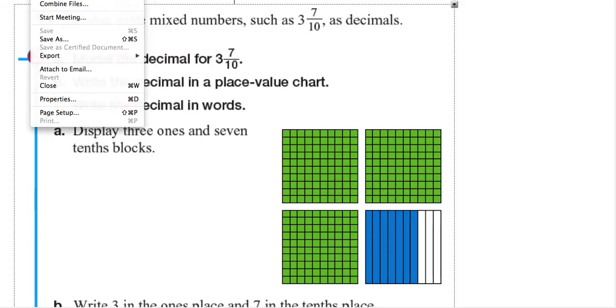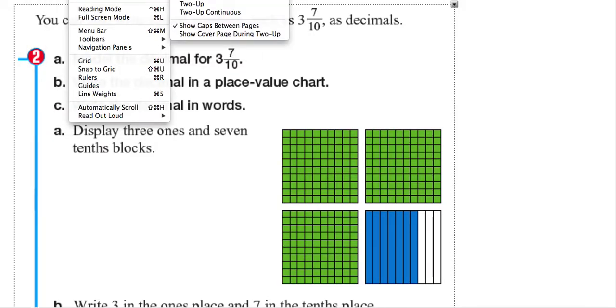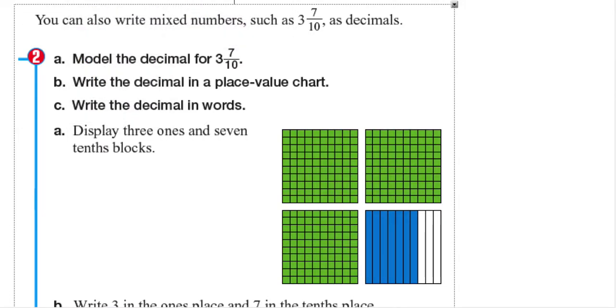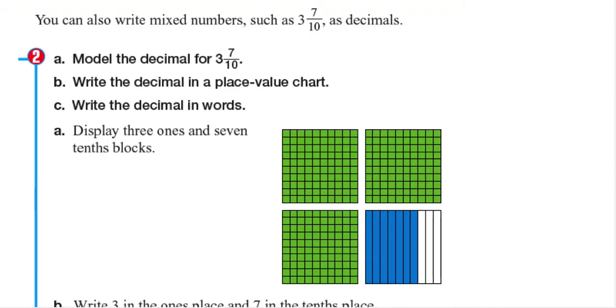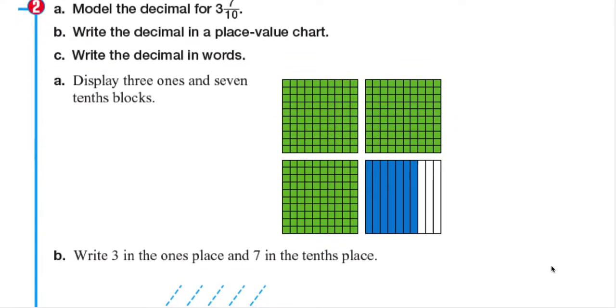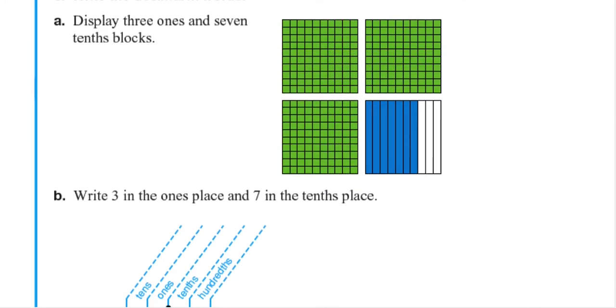And let me just scroll this down. There we go. Okay, apologize for that one. And let's take a look at letter B. Letter B is asking us to write 3 in the ones place and 7 in the tenths place.